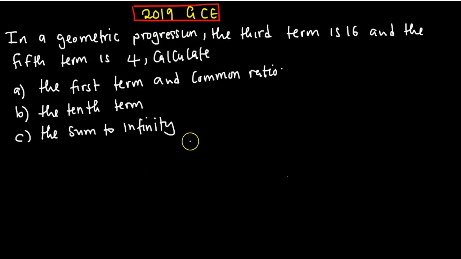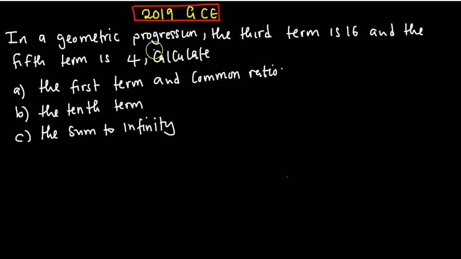Let us answer this question that came in 2019, that is school certificate. So the question reads, in a geometric progression, the third term is equal to 16 and the fifth term is equal to 4. The first question is calculate the first term and the common ratio. Then the second question, which is B, the 10th term, and C, the sum to infinity. So now, let us start with the first part. How do you calculate the first term and the common ratio?